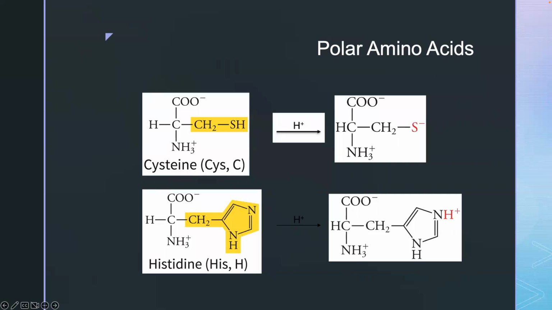A good way to remember histidine is the imidazole ring, the ring coming off of it, has 2 nitrogens. That's how you can distinguish it: it has 2 nitrogens in the imidazole ring.